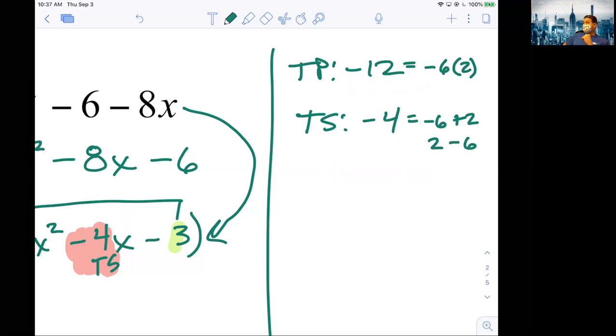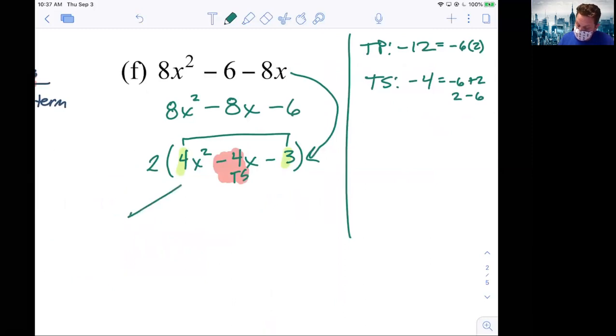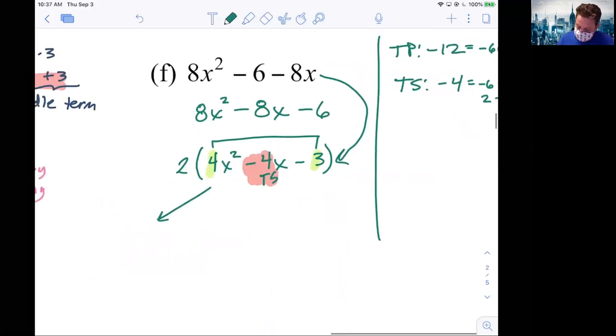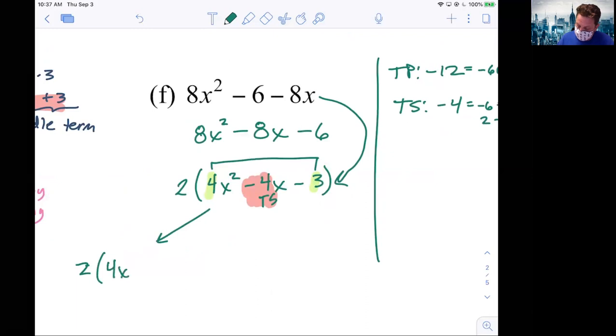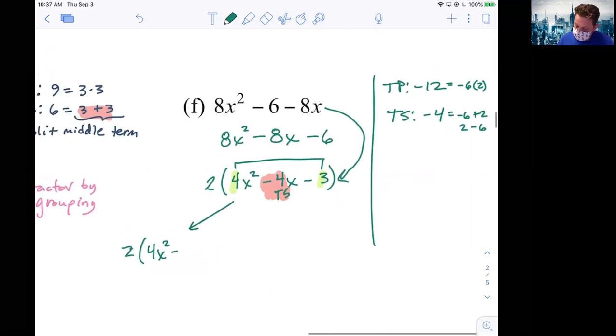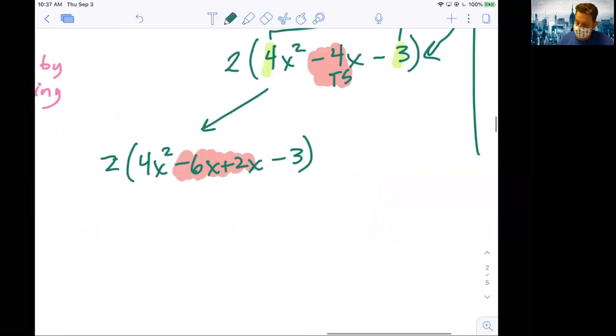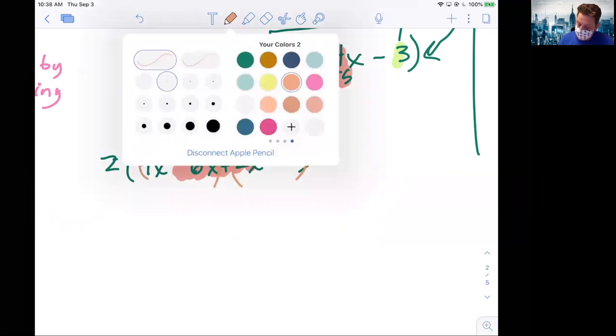So we're actually going to work this two different ways, depending on how you split the middle term. So let's go down this branch. The 2 is still out front. We still have to write it. We get 4x squared. If you do the first way we had it, we're going to have -6x plus 2x and then -3. Okay, so notice what we did. We just split the middle term. Now we zoom in. We factor by grouping. So here's these two. And again, notice that's a plus sign, so we can actually just put grouping symbols here without messing anything up.